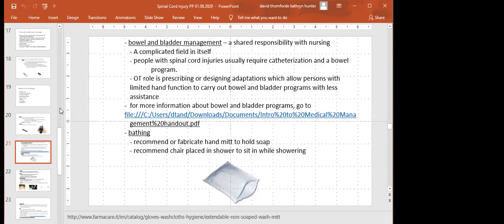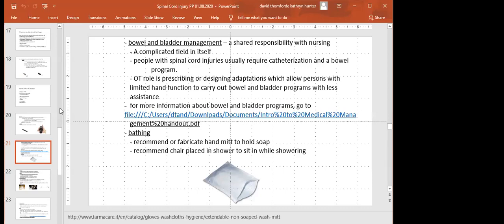So basically our OT role is either prescribing or designing adaptations. A person who cannot insert a finger, who doesn't have control over the fingers sufficiently to insert just one finger in the anus, can use a device that has a finger-like knob on the end and a handle, and therefore they can insert it in the anus. Often they would need a mirror too. So you would prescribe the person a mirror so they can see what's happening, because they probably would not have feeling in their anus.